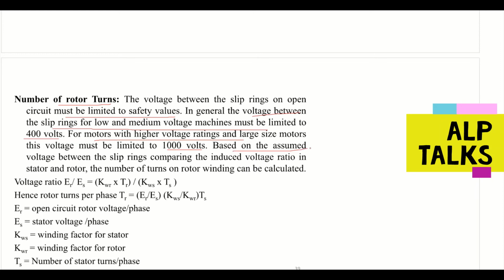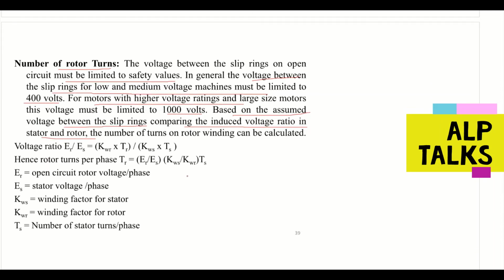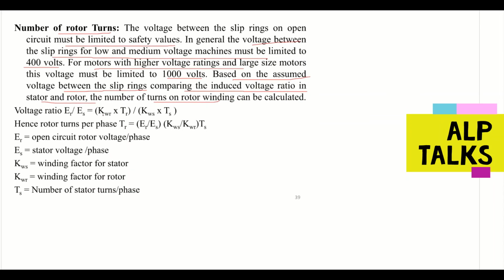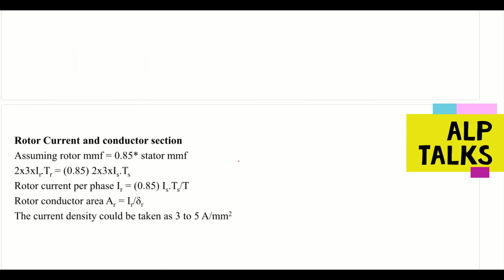So based on the assumed voltage between the slip rings, comparing the individual voltage ratio in stator and rotor, the number of turns on the rotor winding can be calculated like that. So ER by ES is nothing but TR by TS. These are all winding factors for the stator and rotor. It is just a basic equation for calculation and comparison.